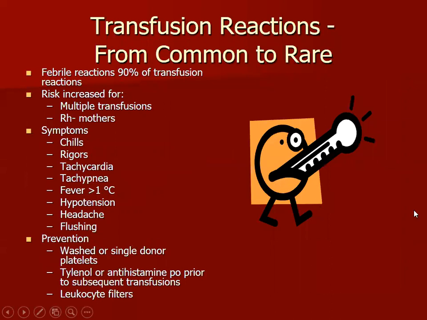Let's talk about transfusion reactions. Febrile reactions make up 90% of transfusion reactions. Risk is increased with multiple transfusions, and Rh-negative mothers are also at a higher risk. Symptoms are usually chills or rigors, which are pretty severe chills, tachycardia, tachypnea, a fever greater than 100 degrees, hypotension, headache, and flushing.